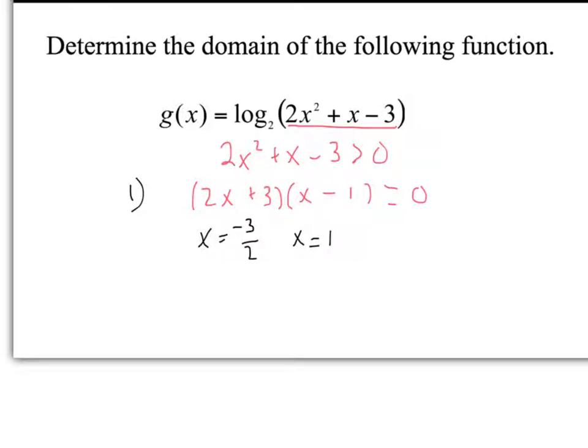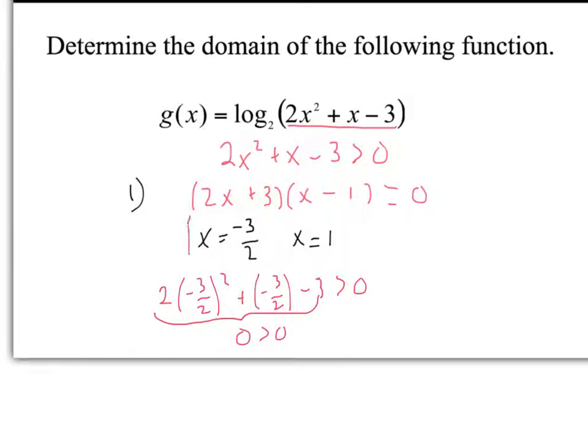So you plug them in and you say 2 times -3/2 squared plus -3/2 minus 3 is greater than 0. And on the right-hand side, you're going to get 0 greater than 0. How do I know you're going to get 0? Because -3/2 is a solution to this equation. So I know it's going to be 0, so I don't have to do any work. So I already know it's going to be an open circle. So this is sort of some of the tricks. If you really understand what you're doing, you don't have to do so many things.